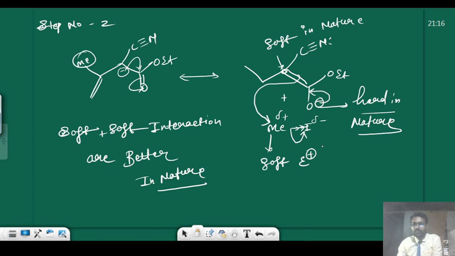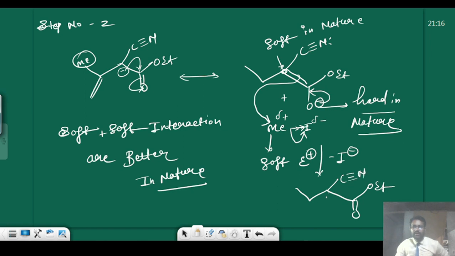Iodine will leave the reaction, and there is a formation of this particular molecule over here. Here C triple bond N, cyanide, is also present, and here methyl will come. The hybridization of this particular center is sp3. So this is our final product. Are you understanding my point?